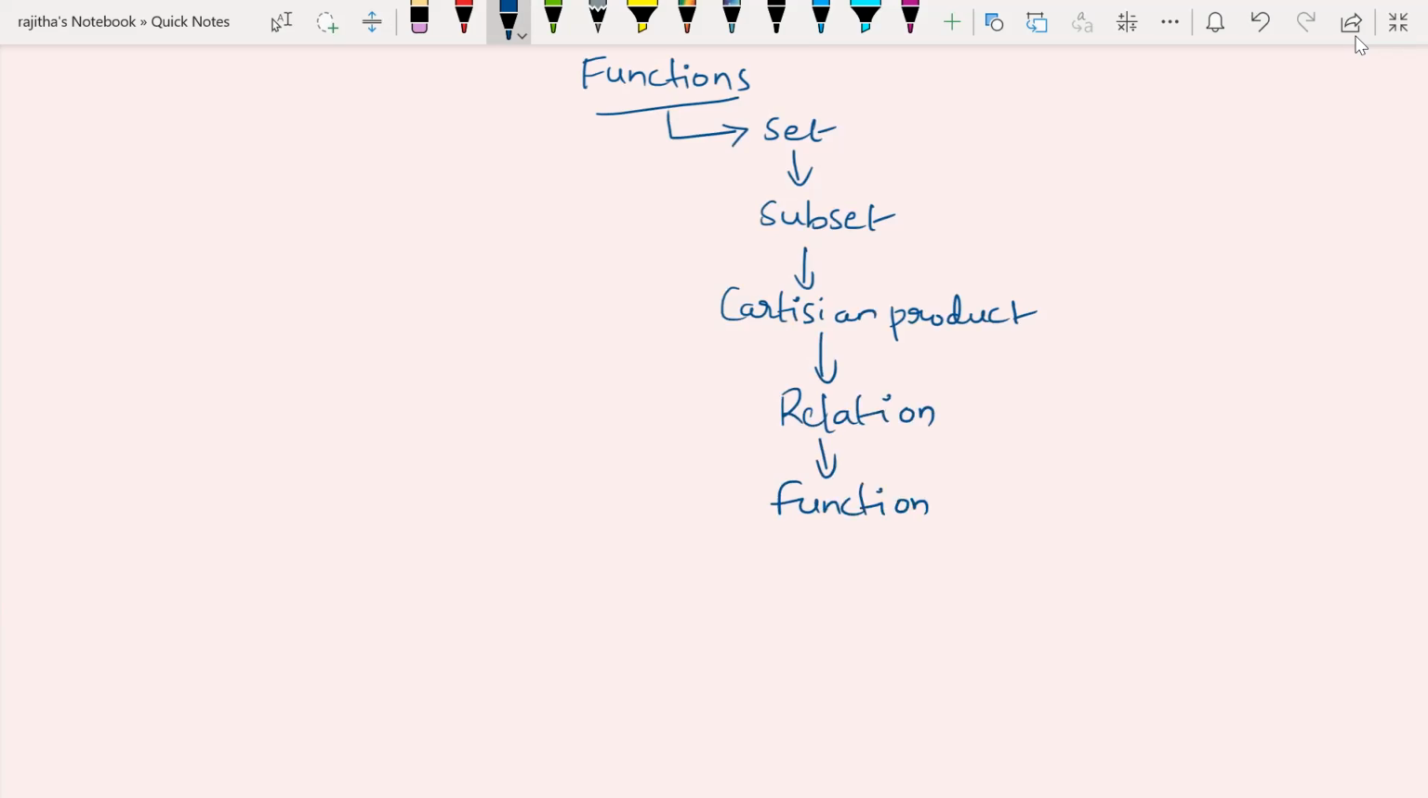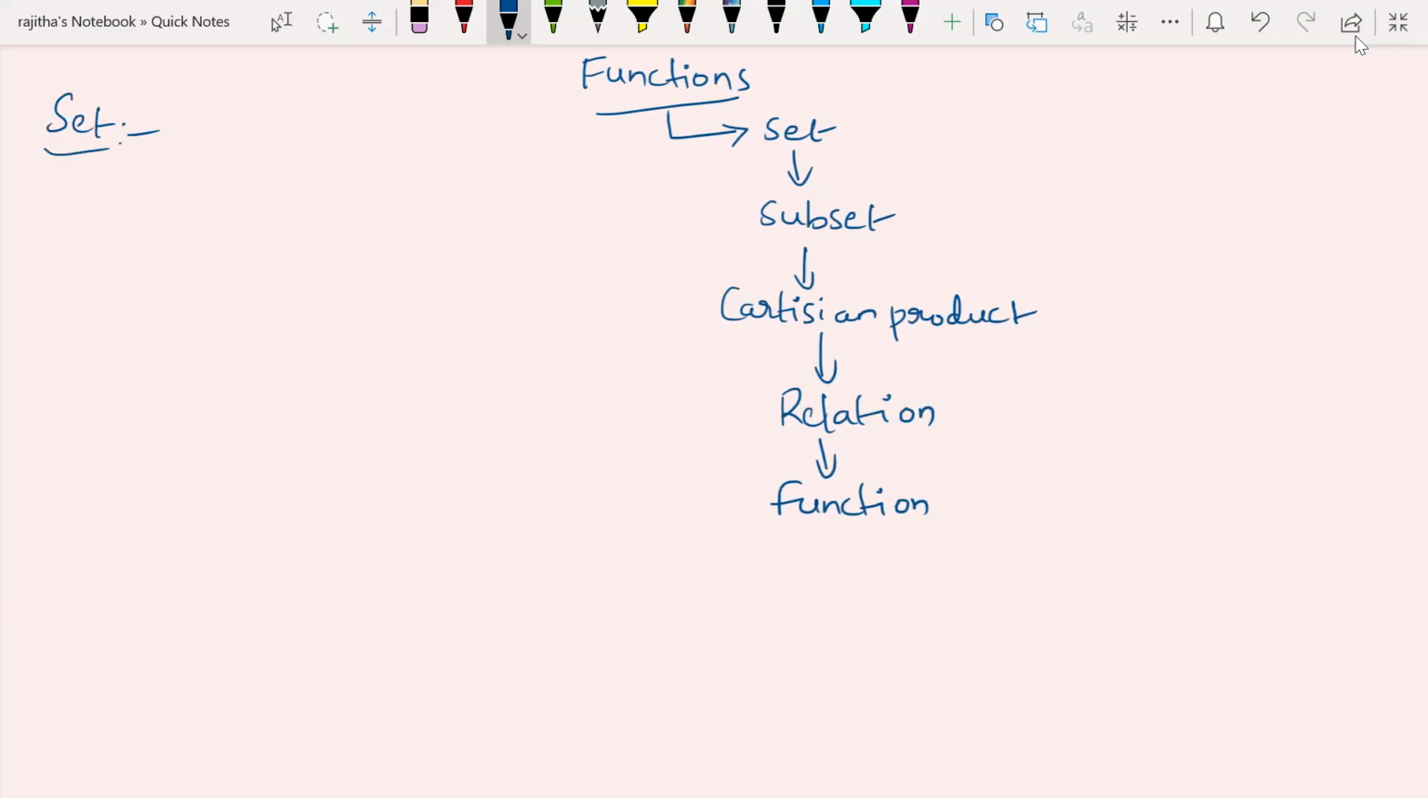Before going to start functions, you should know these definitions. What is the set? What is the subset? What is the Cartesian product? What is the relation? After that, functions. Let us discuss first of all what is the set.